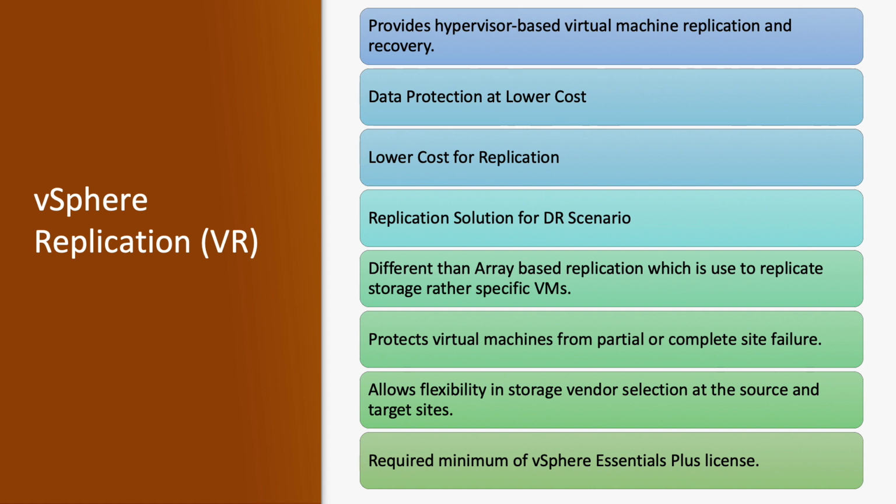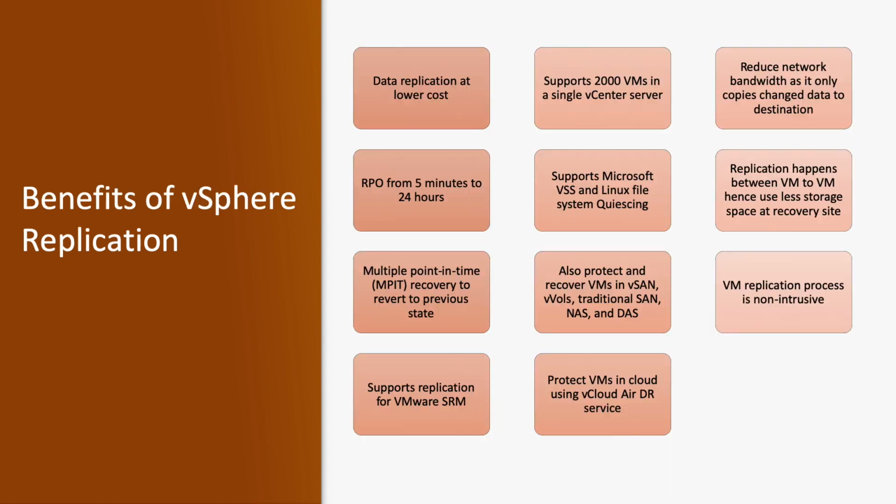And it is different than array-based replication. In an array-based replication, you replicate storage. But in vSphere Replication, the virtual machine and the files which exist in a hypervisor will get replicated to the different site, and it protects virtual machines from partial or complete site failure, and it allows flexibility in storage vendor selection at the source and target sites. And about the licenses, it requires a minimum of vSphere Essentials Plus licenses if you want to use vSphere Replication.